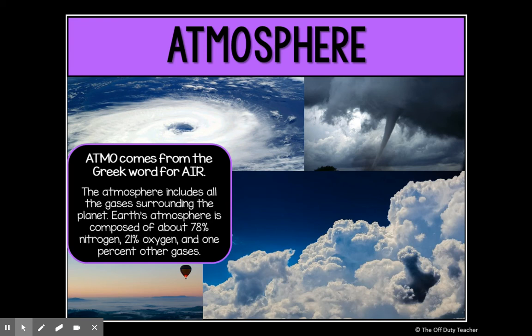Oxygen makes up about 20% of our atmosphere. So this is the most important gas for humans because, of course, we breathe oxygen. Last, we have argon and carbon dioxide. We know that plants use carbon dioxide to fuel their respiration or breathing.